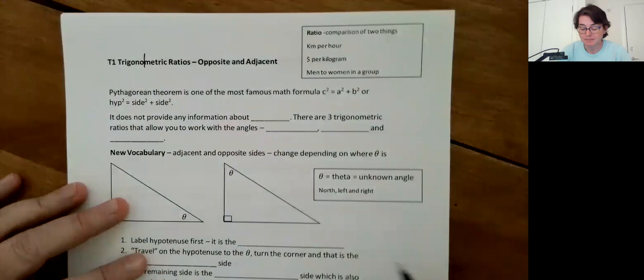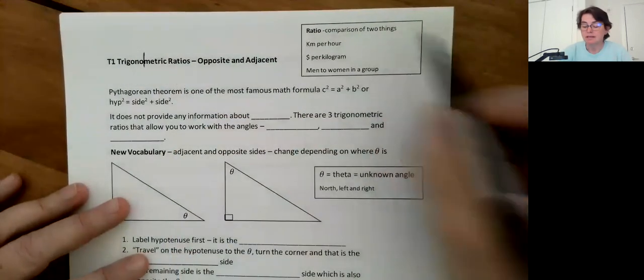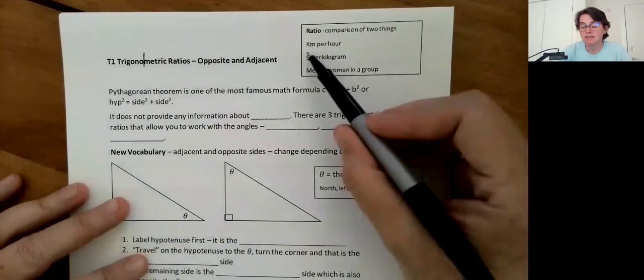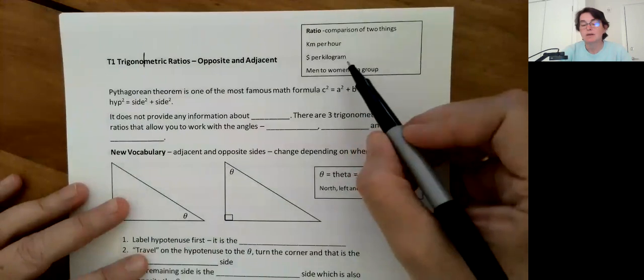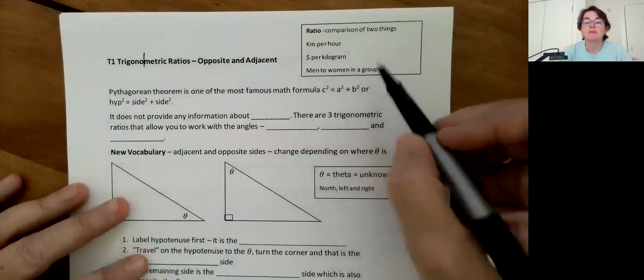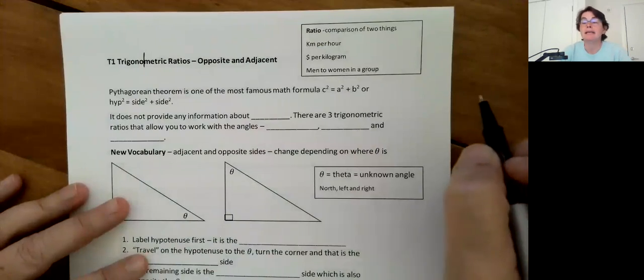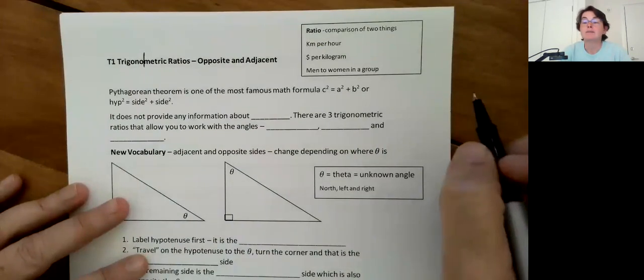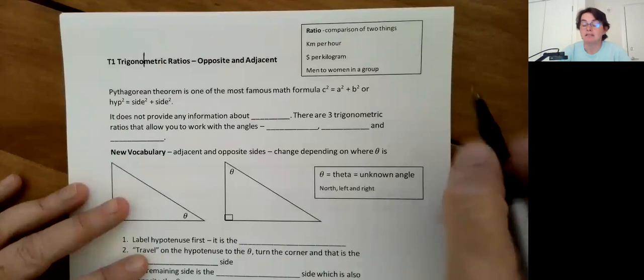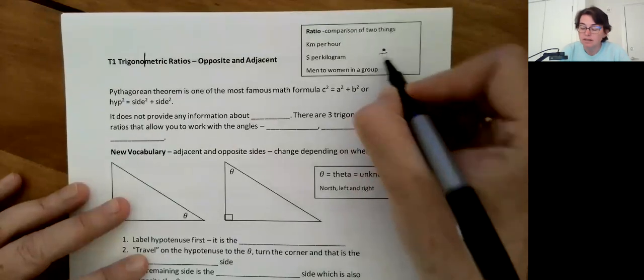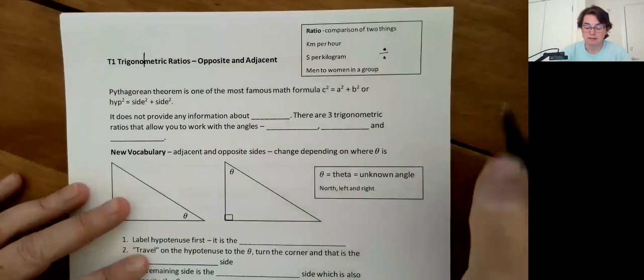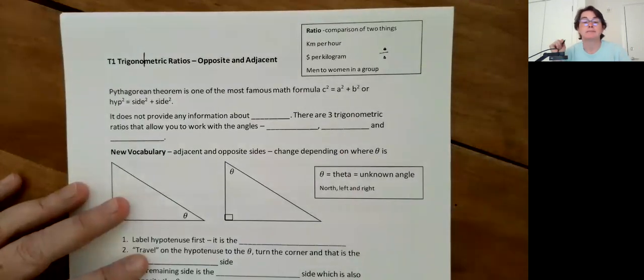And a ratio is a comparison of two things. It can be as simple as kilometers per hour, dollars per kilogram, or if you had a bunch of people, the number of men compared to the number of women in a group or something like that. So we're going to be comparing things, so lots and lots and lots of division in this section.